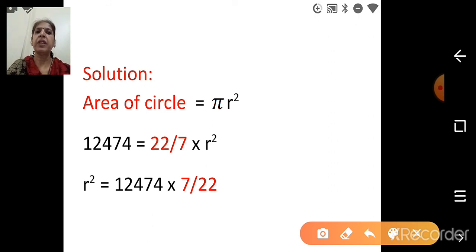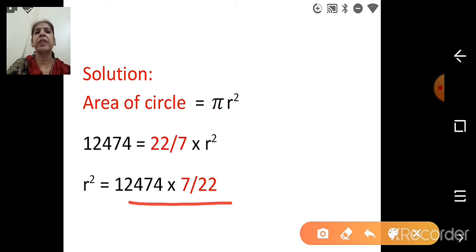After that what will we do? Substitute the values. Area of circle, it is 12,474 equal to 22 upon 7 into r square, because the value of pi is 22 upon 7. Next step is r square is equal to 12,474 multiplied by, now with which number are you going to multiply? 7 upon 22.